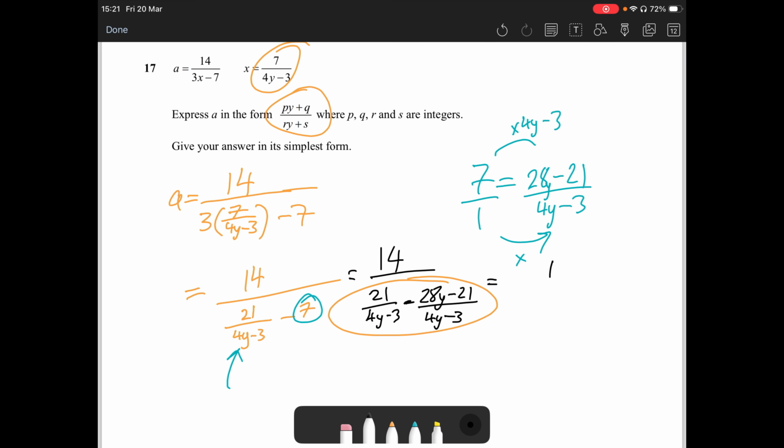So let's do just that. 14 over 21, take away 28y. But because you're taking away a negative, it becomes plus 21. A lot of people are going to fall for that trap there. Don't be that person.